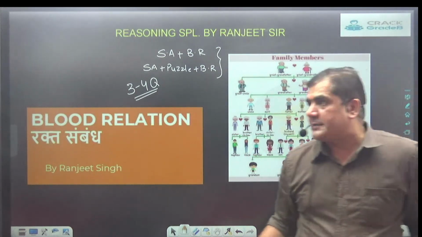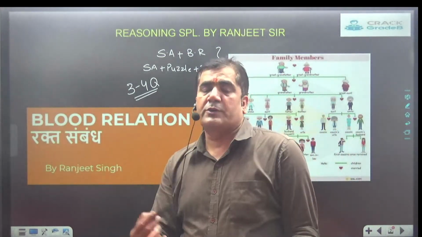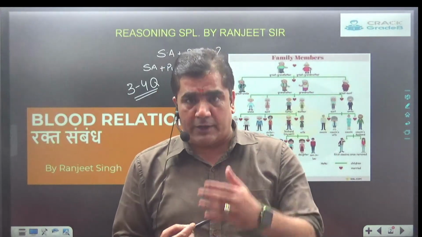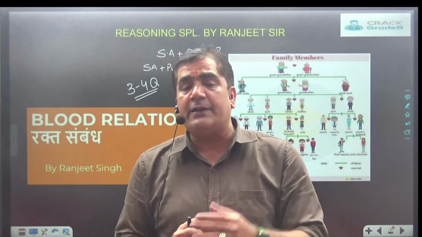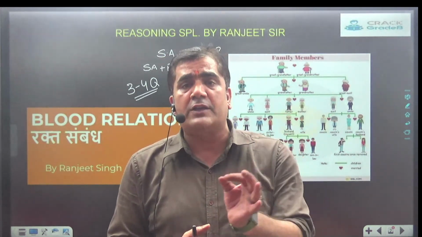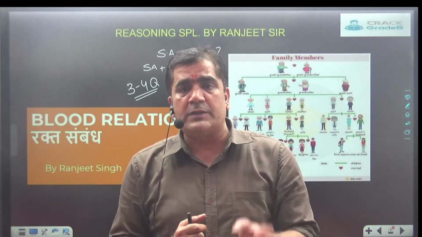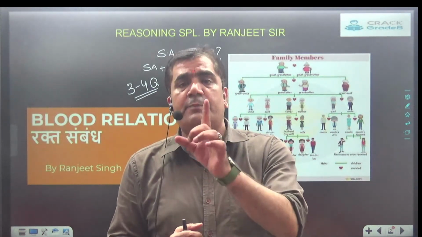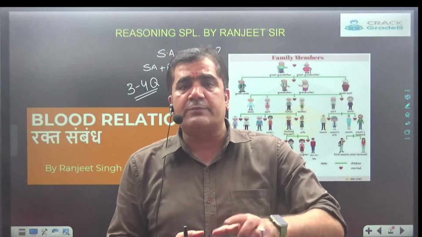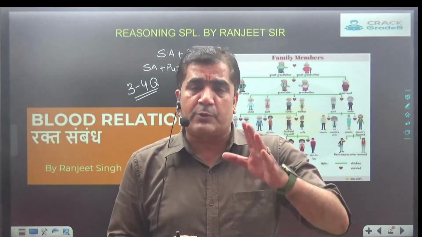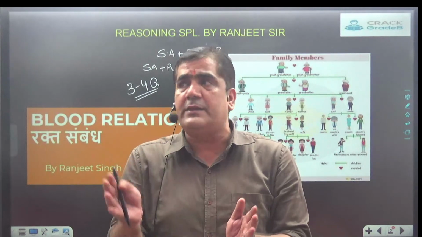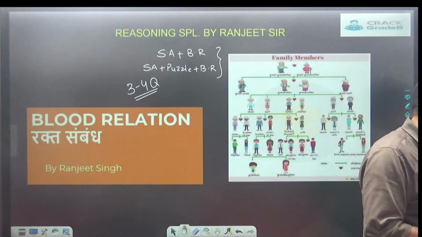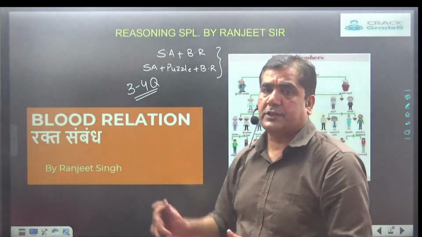From this topic, the examiner is going to ask basically 3 types of questions. First will be problems based on family tree, where the examiner will tell you how to plot the family tree. Second will be problems based on coded relationship. And third will be family tree plus profession. Here in the last one, the examiner will give professions as well, and you have to find the relation between any 2 variables in the problem. So we are going to cover these 3 types in this topic, blood relation.